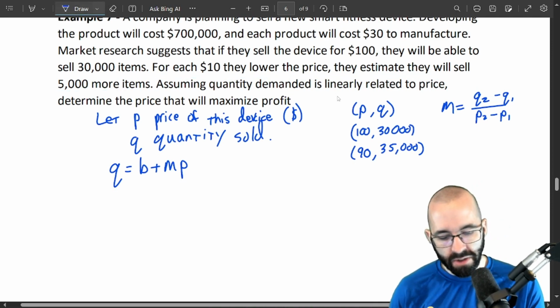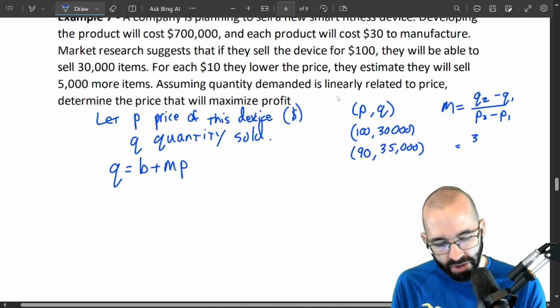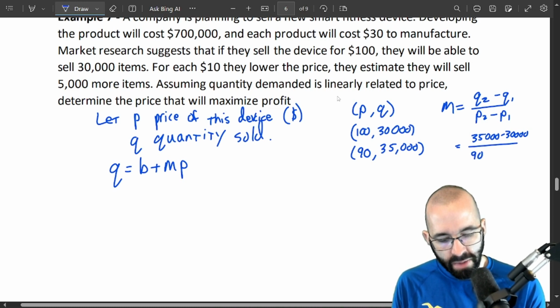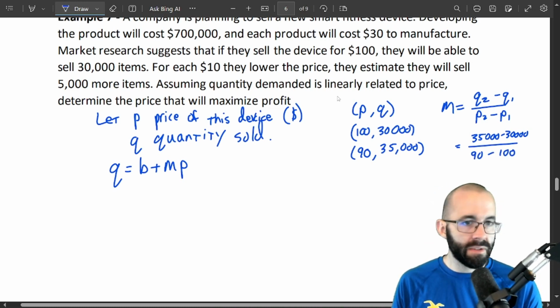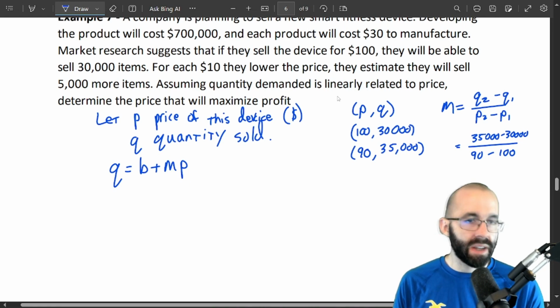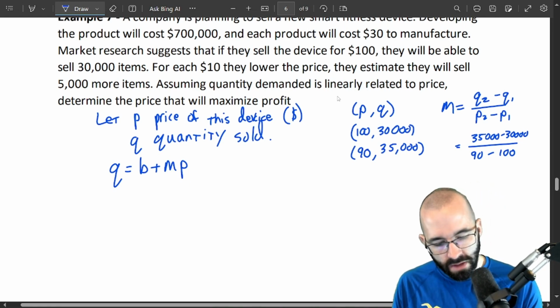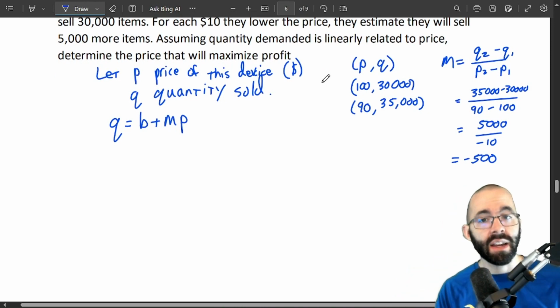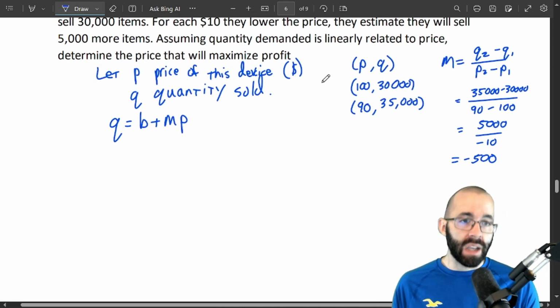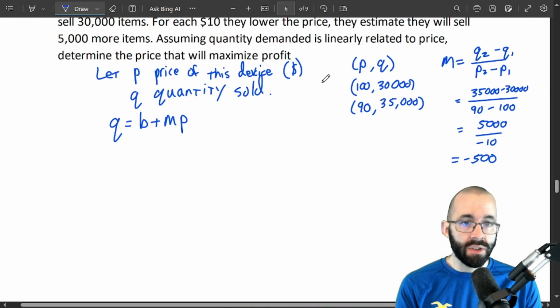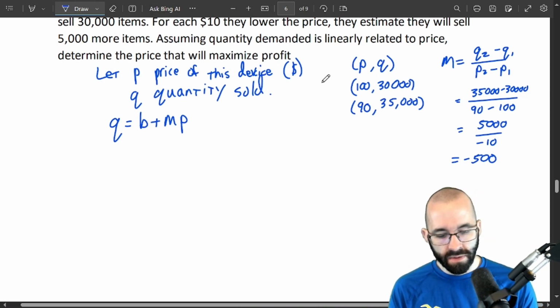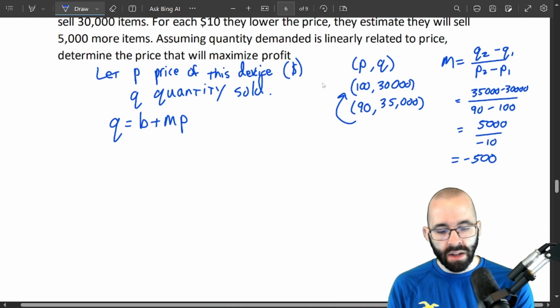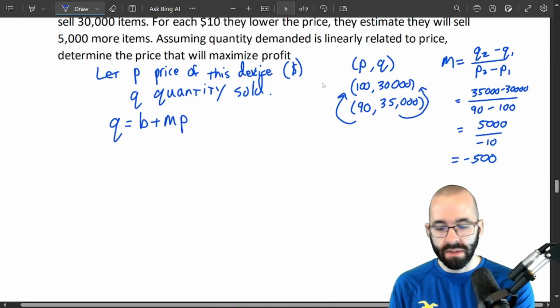But you can use the formula if you want as well. So 35,000 minus 30,000 over 90 minus 100. Don't always put the bigger number first. Make sure it's second minus first on both. We'll get 5,000 divided by negative 10, or negative 500. Again, for demand, we should have a negative slope. As we increase the price, demand should drop. Increase the price from 90 to 100, demand drops 5,000.